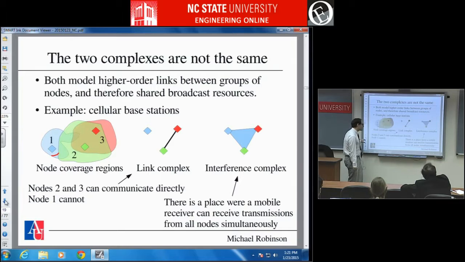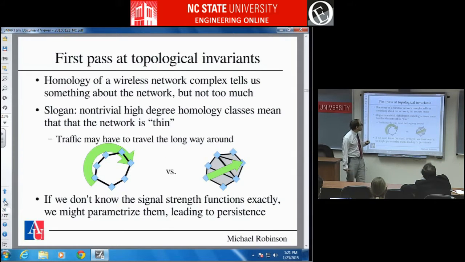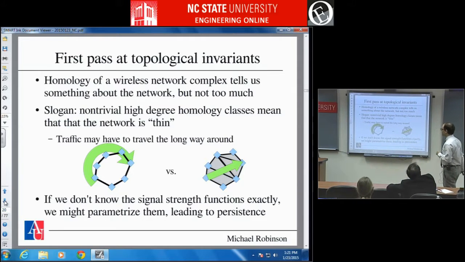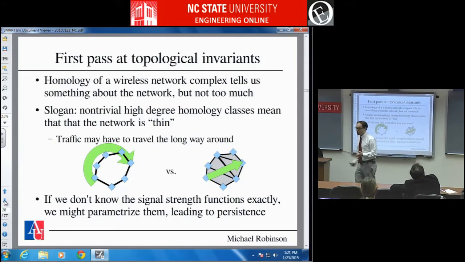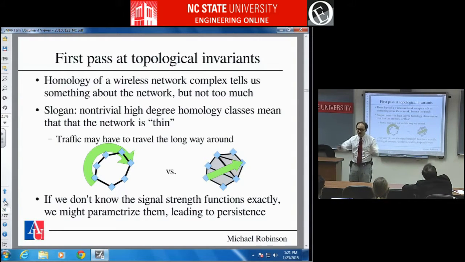Now, what can we do with it? Thus far, these are topological space models. They're not that hard. If you take a first pass at what the topological invariants look like, one topological invariant you might have is the number of holes. What does a hole tell you in this simplicial complex model? Well, it means that traffic might have to go the long way around. Or put another way, if I have higher dimensional structure that is non-trivial topologically, it means the network is somehow kind of thin, and traffic is limited to being on this thin region rather than cutting through the middle.